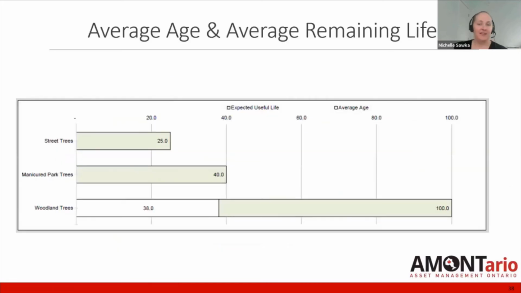Here's an example from London showing the expected useful life of their tree assets in green, where they have similarly a shorter lifespan expected for their street trees. They have 25 years compared to 40 years for their park trees. And then the woodlands, they have 100 years.